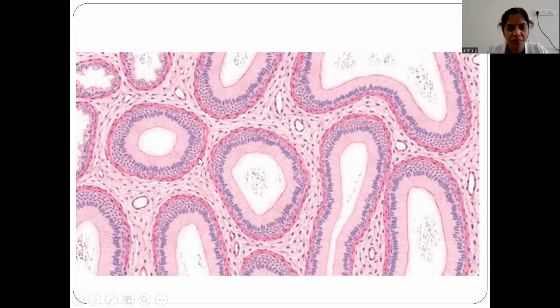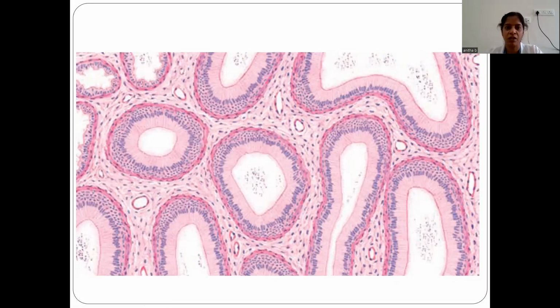But here you can see the outer smooth muscle layer. Then this is the pseudo-stratified epithelium. It looks like multiple layers, but it is not; it is a single layer only. Here sperms are transported and maturation takes place. Inside the lumen you can see the collection of sperms, in all the lumens. So sperms are collected here, in the middle of the ducts.